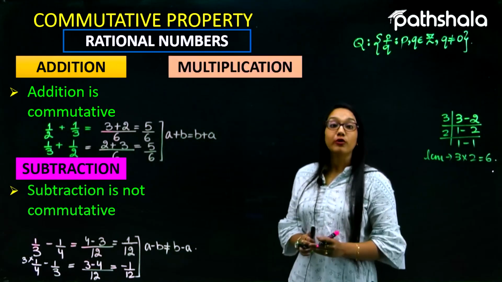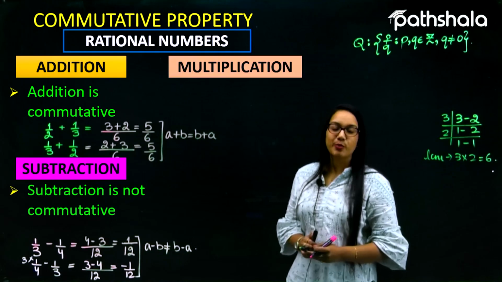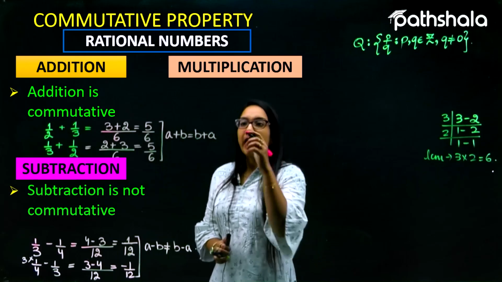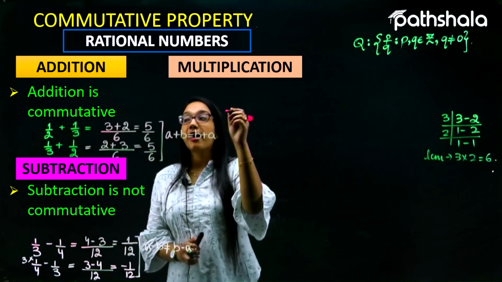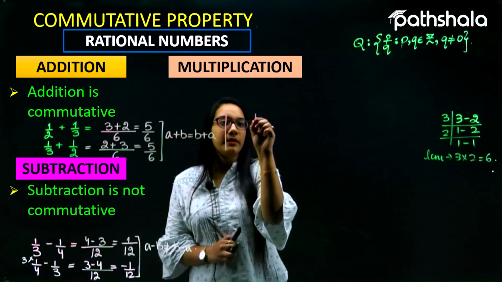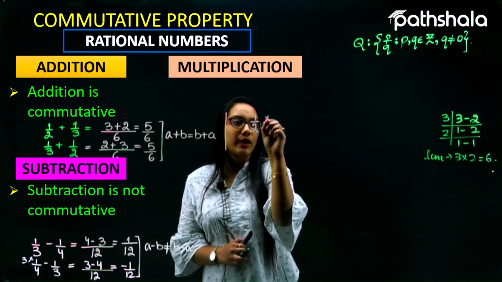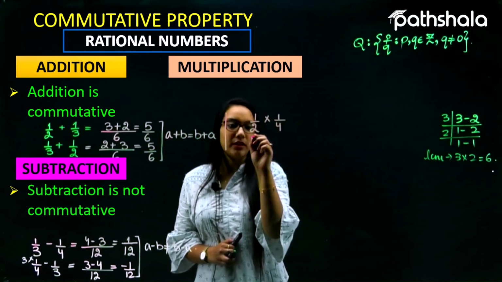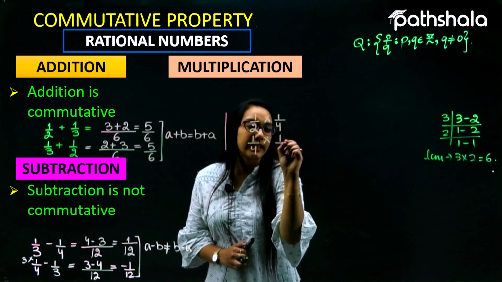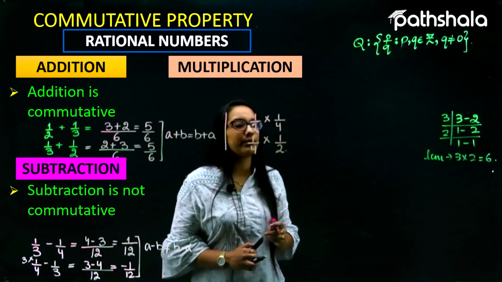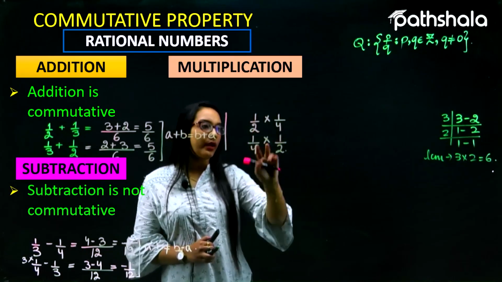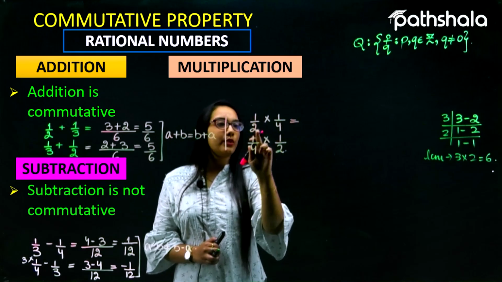So let's just move forward towards multiplication. Let us suppose we will take any two rational numbers again. Let's say I am taking 1 by 2 and 1 by 4, and I am multiplying both of them in a different order. First, 1 by 2 in the first place, and in the second case, 1 by 2 in the second position. So whenever I am multiplying a into b and b into a, the answer will be 1 by 2 into 1 by 4.